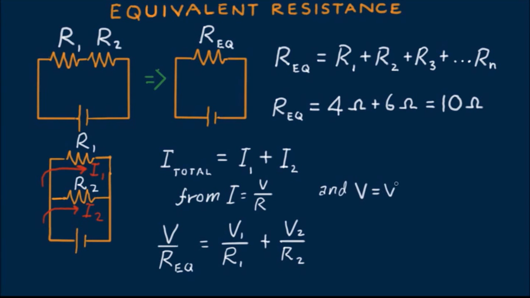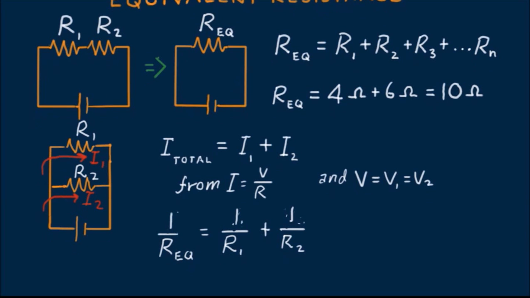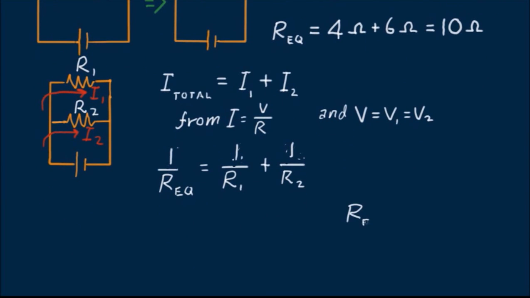And since the battery voltage is the same as voltage across each of the branches, we can divide the equation by V and get: the reciprocal of the equivalent resistance equals the sum of the reciprocals of the two single resistors. With a bit of algebra, we can convert this equation to the product of the resistors divided by their sum. This is the product over sum rule for a pair of resistors in a parallel circuit.